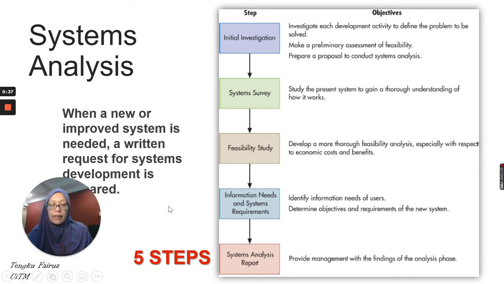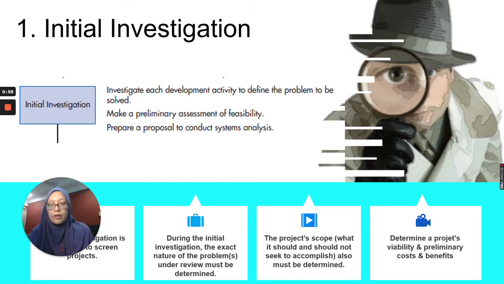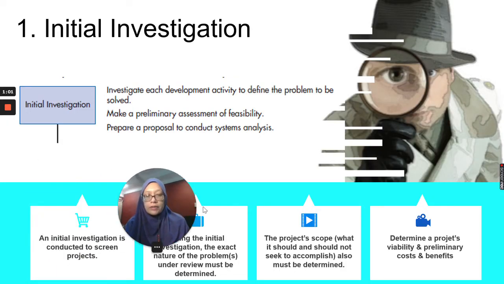In this system analysis, there will involve 5 major steps: initial investigation, system survey, feasibility study, information needs and system requirement, and the last step is the system analysis report. You can refer to figure 22.4 in page 731. Okay, so we go one by one for each of the steps. The first step is the initial investigation.